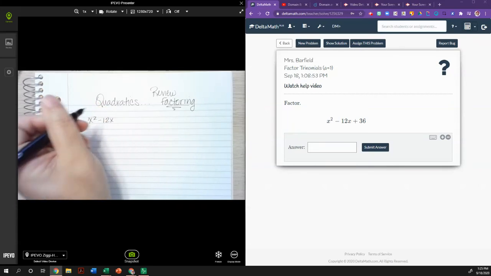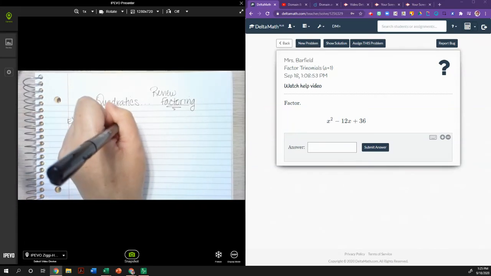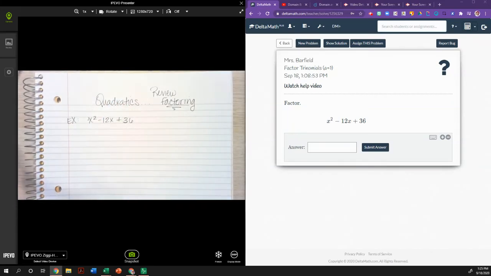All right, you guys, so welcome. We are starting a new unit, and in order to successfully navigate this unit and some of the remaining units in Math 3, we've got to do some review with factoring.